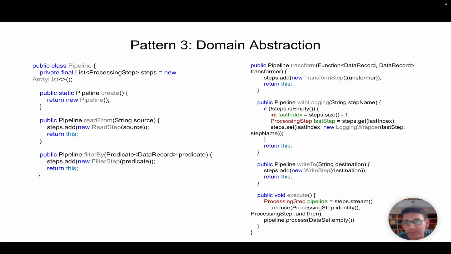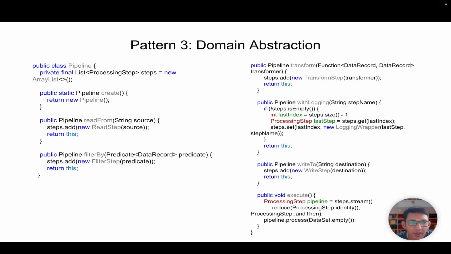The execute method is where the magic happens. It takes all the individual steps we've collected and combines them into a single pipeline using the combinator pattern we learned earlier. The reduce operation starts with the identity step, which just passes data through unchanged, and chains all the steps together using and then. Notice how each method returns the current object, this, enabling the fluent chaining that makes the DSL read naturally.